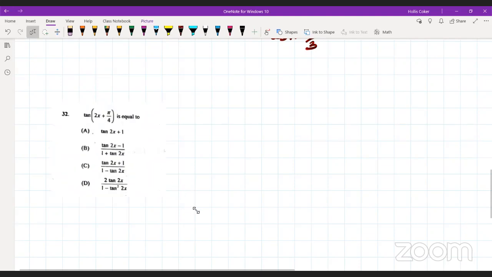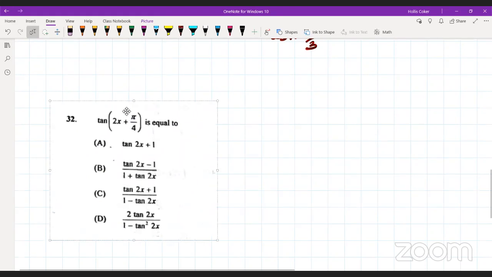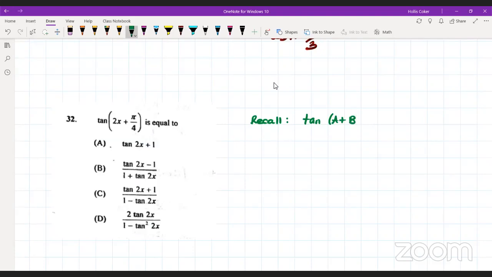So tan of (2x plus pi on 4) is equal to... okay, using the formula: tan of (A plus B) is equal to tan A plus tan B, all over 1 minus tan A times tan B. Make sense? Let's substitute what we know.